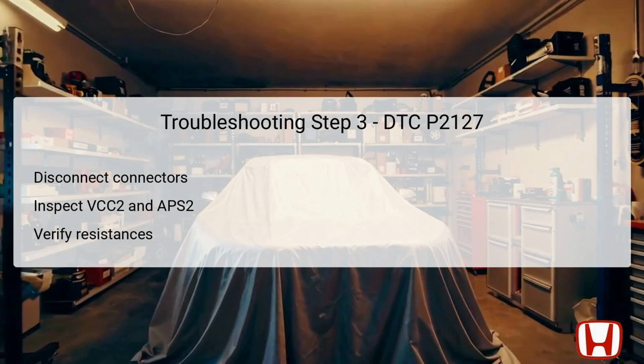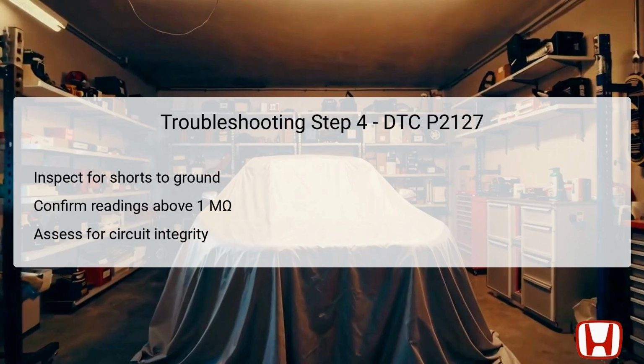Similarly, check the APS2 circuit under the same condition, ensuring a resistance of less than 1 ohm. These resistances should reflect normal operation. If either of these circuits shows higher resistance than expected, it indicates a wiring issue that needs addressing.